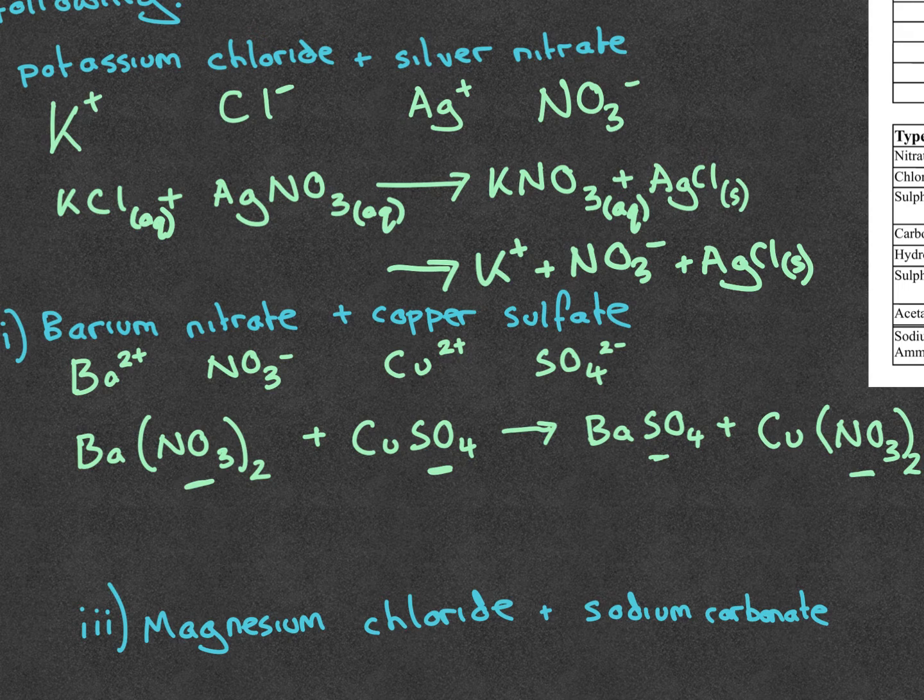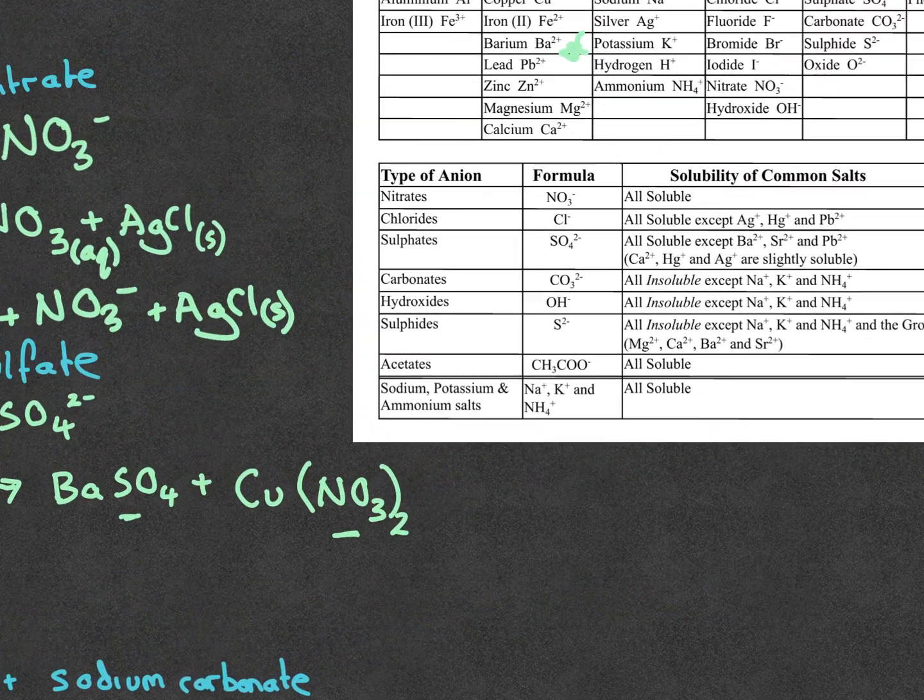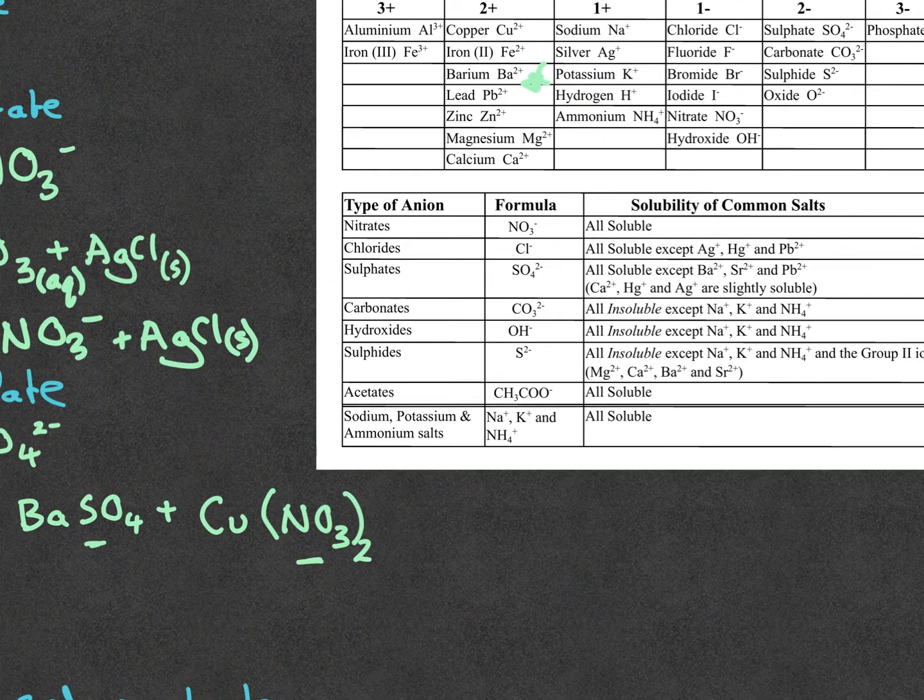So now again, we need to work out what our insoluble product is going to be. We've got barium sulfate and copper nitrate. Not all nitrates are soluble. Okay, so that rules out copper nitrate; it's going to be the one that's existing in solution still, dissociated. So the ions are going to be dissociated. Barium sulfate: if we go to sulfates here, all sulfates are soluble except for barium, strontium, and lead. So barium is an insoluble sulfate. This one over here, barium sulfate, is going to be the solid, the one that forms the precipitate in this case.